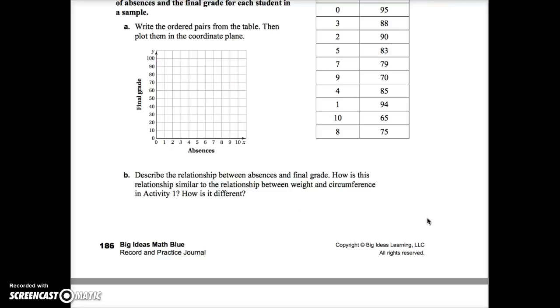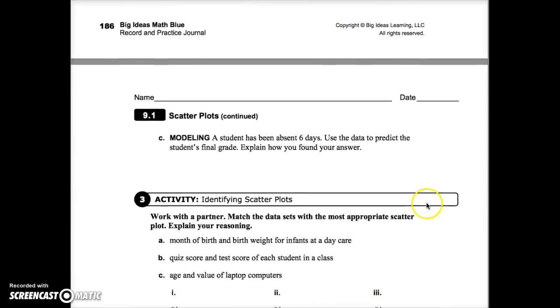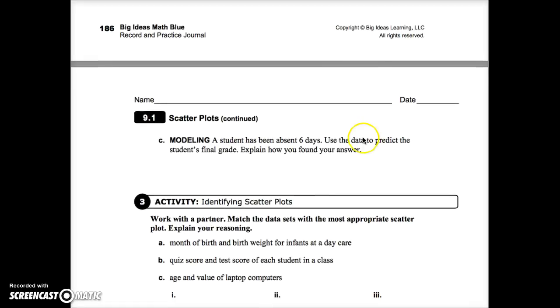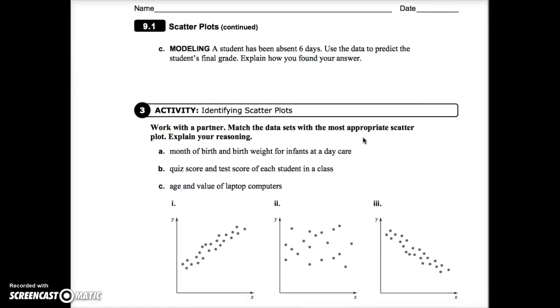Now, moving on to the next page. A student has been absent 6 days. Use the data to predict the student's final grade. So I want you to take a minute, look back at your graph, and go ahead and make a prediction on C. And then we'll move on.